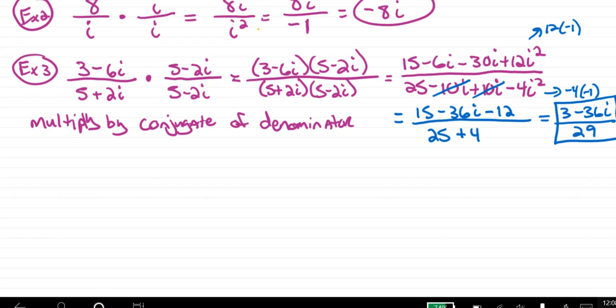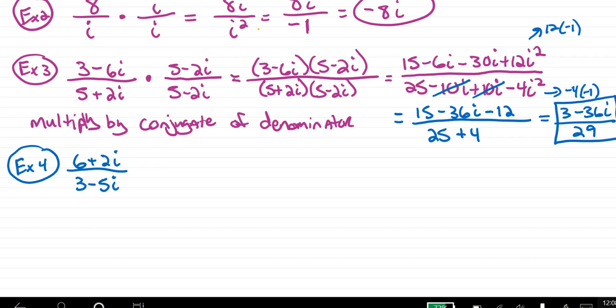All right, and our last problem for today, I'll let you guys go. Let's take example 4. And for example 4, let's take 6 plus 2i over 3 minus 5i. I just want to switch the sign up because all the other ones had a plus, so I just want to make sure it's clear.